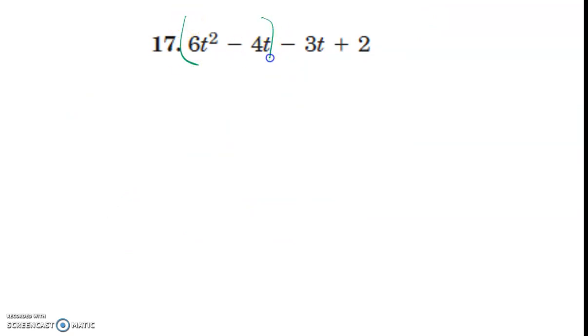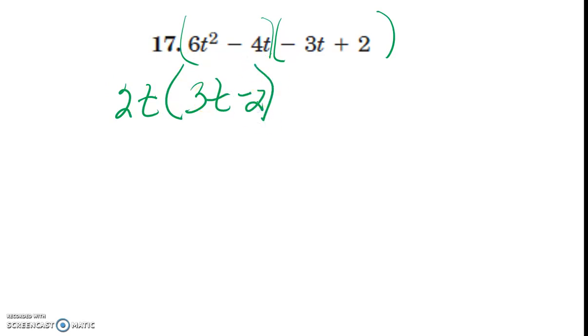And the idea, we're going to break it into two groups. This guy is going to be a bit of a mind bender because I'm actually going to take something extra out. So here they share a 2t in common. I'm left with 3t minus 2. Now, interestingly enough, the signs are opposite in this one than they were in our previous examples. And so I need to be able to get a 3t minus 2. Well, this is a minus 3t plus 2.